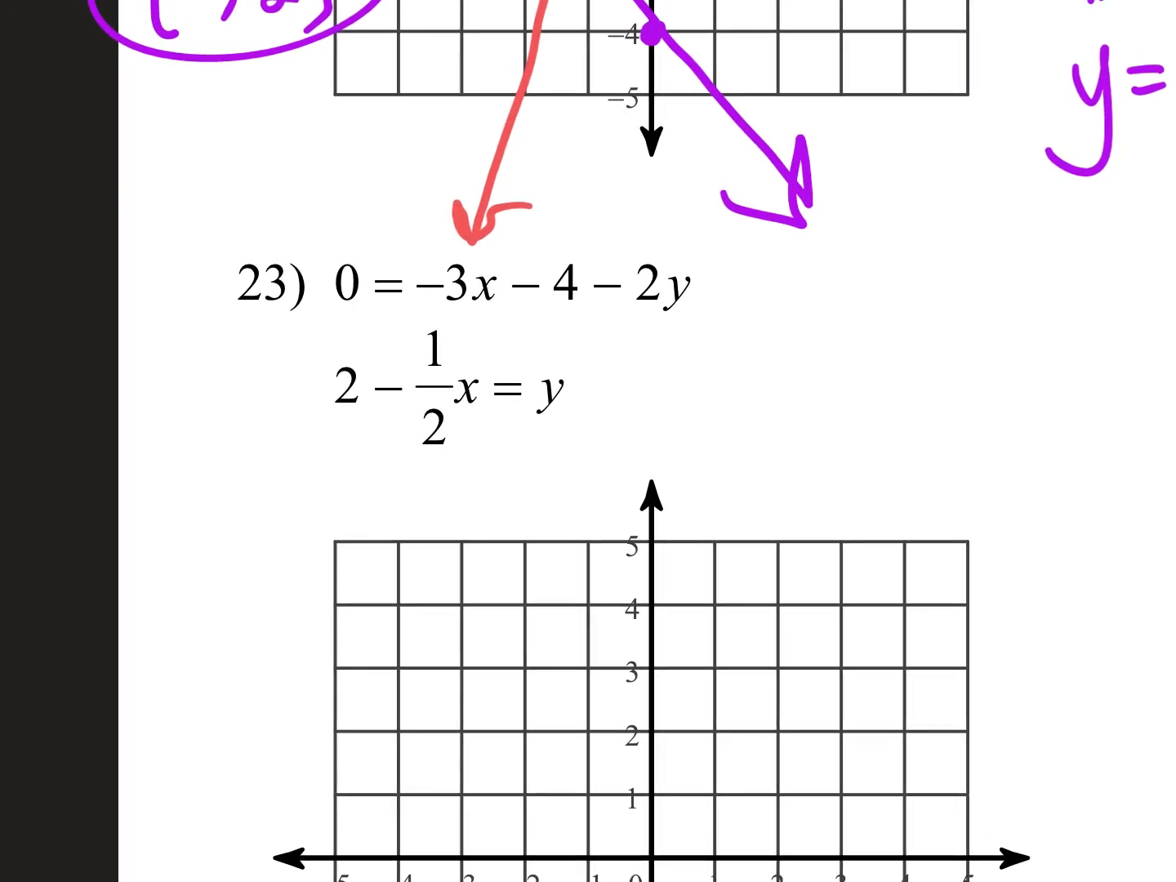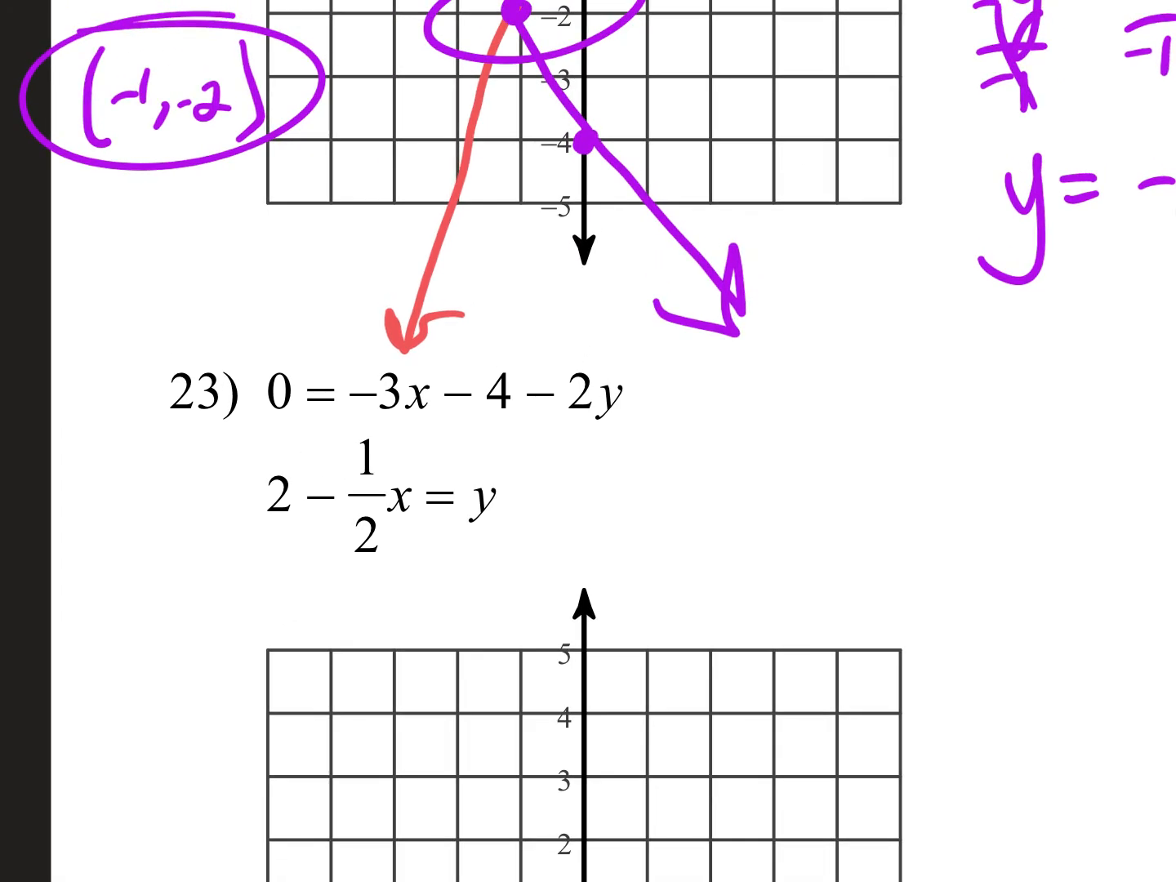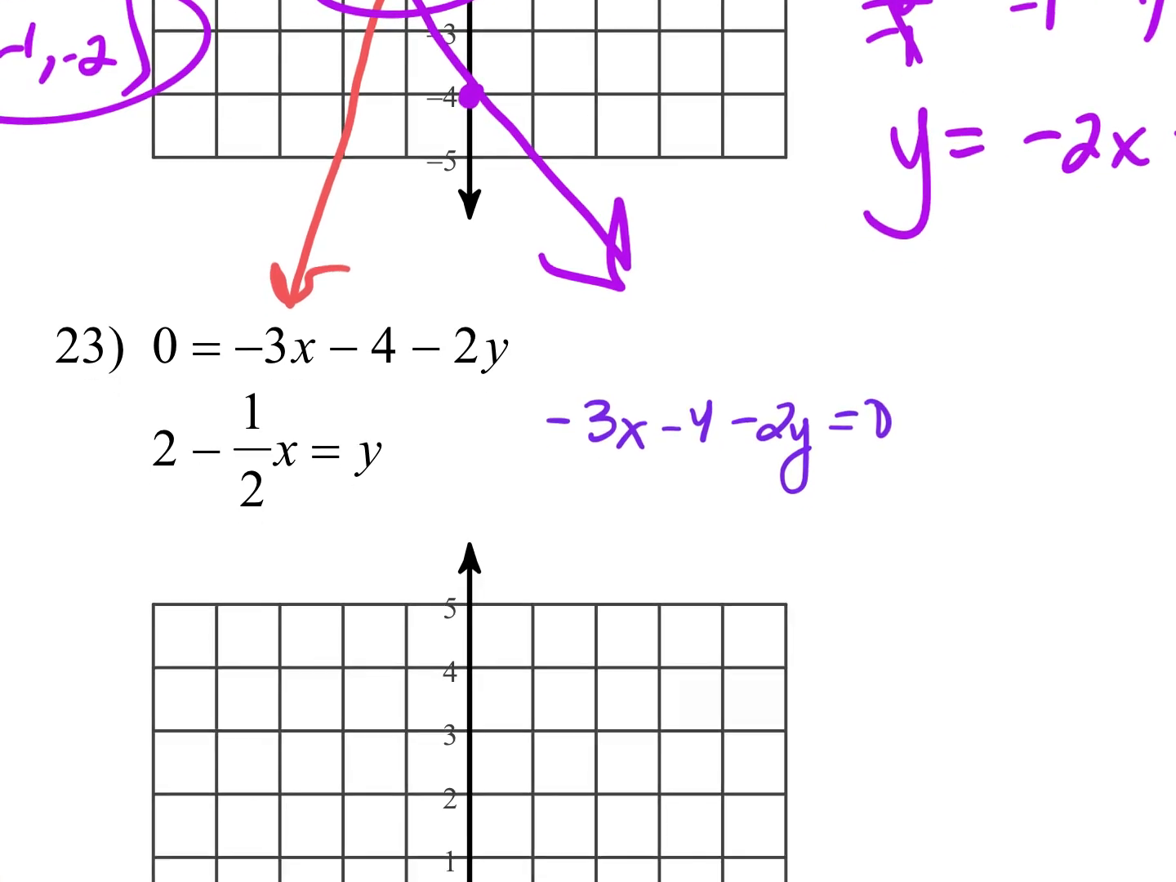23 looks a little different, but that's okay, because what do we want my equation to say? Y equals mx plus b. Does not matter how it's written, you guys can get it there. I'm going to rewrite this as -3x minus 4 minus 2y equals 0, just because I like the 0 on the left hand, or on the right hand side. But I want y by itself, so what do I have to do with -3x and the -4?